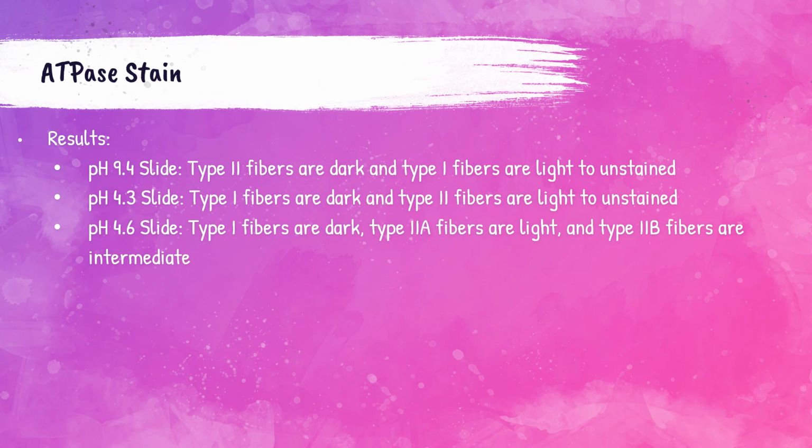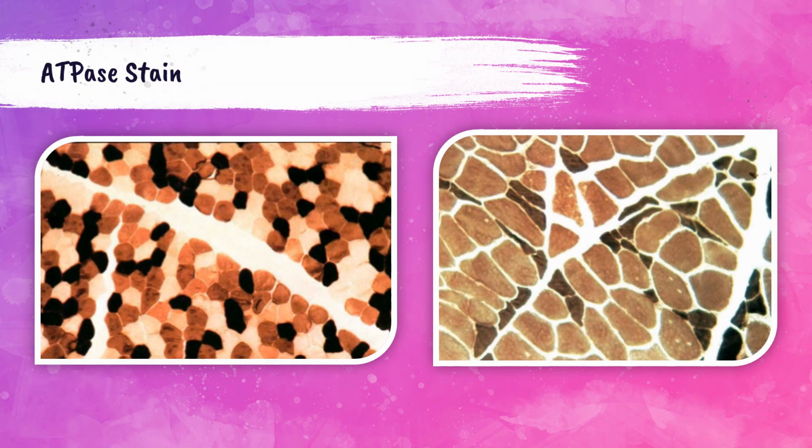So when stained properly with the ATPase stain, on the pH of 9.4 slide, type 2 fibers are dark and type 1 fibers are light to unstained. On the pH 4.3 slide, type 1 fibers are dark and type 2 fibers are light to unstained. And on the pH 4.6 slide, type 1 fibers are dark, type 2A fibers are light, and type 2B fibers are intermediate. So it is important to know this. Let's look at some photos here.